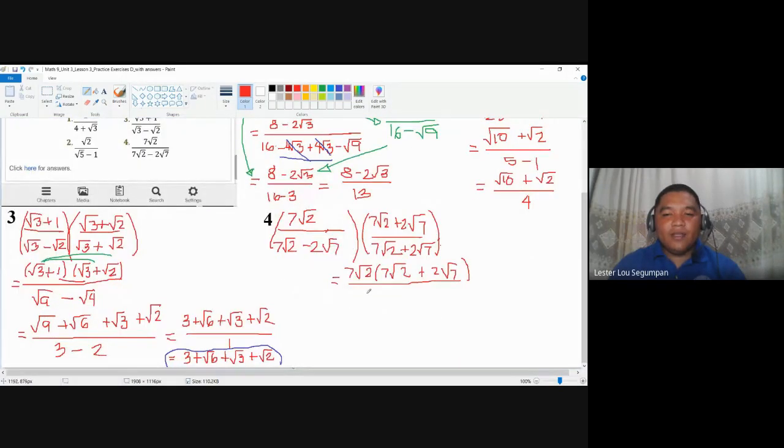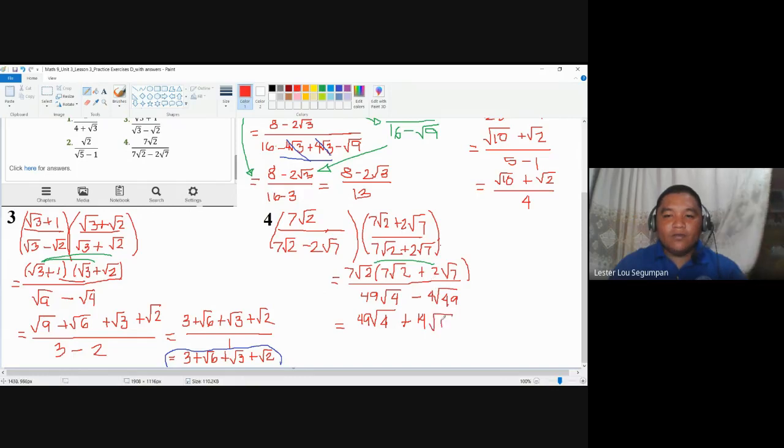So that's 7 times 7. You're still going to multiply the numerical coefficients. 49 times square root of 4, and 2 times 2, that's 4 square root of 49. And then you have minus here. And then you are going to multiply this. So 7 times 7, you have 49 square root of 4 plus 14 for the second term. 14 square root of 14, all over 49. Square root of 4 is 2, minus 4. Square root of 49 is 7. Let me continue it here.